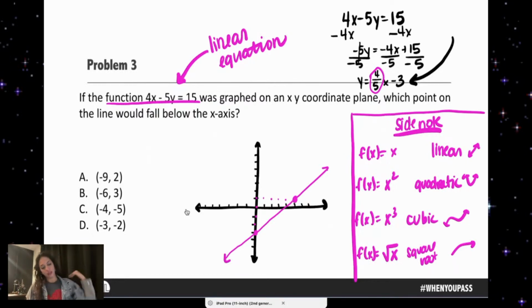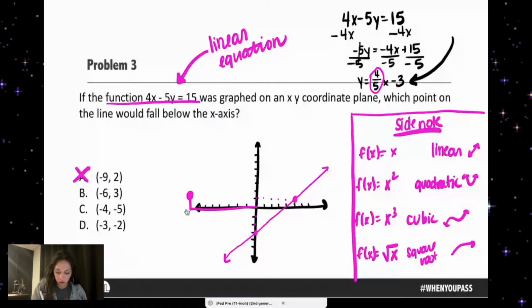Which point on the line would fall below the x-axis? So when I look at these points, negative 9, positive 2 is going to fall right here. Doesn't matter if that's even on the line, right? It's not below the x-axis. So if this is a problem that you're struggling with, and you're struggling with figuring out how to graph it, just look at the points and figure out what quadrant they're in. Hey, elementary people, you got to know which quadrant points are in. So let's take a look at this.